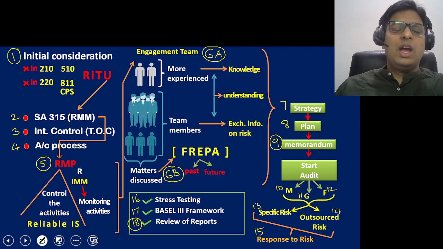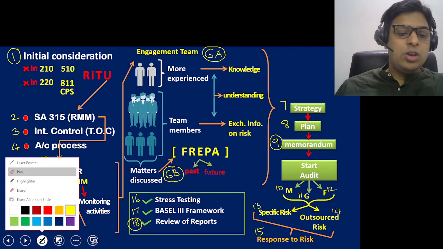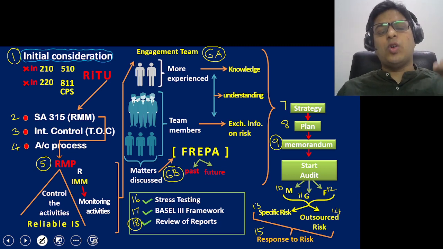Okay. Now let's start with the first area. Now we are doing conduct of audit of banks. So the first thing starts with initial consideration. What will the auditor do before he starts the audit of banks? He will do initial consideration. What all will he think about?